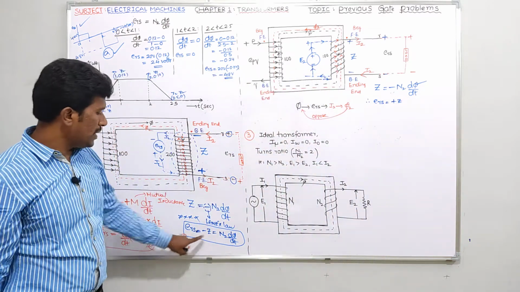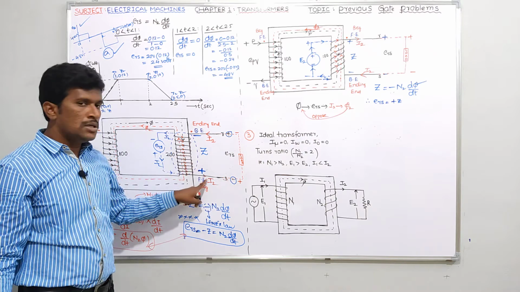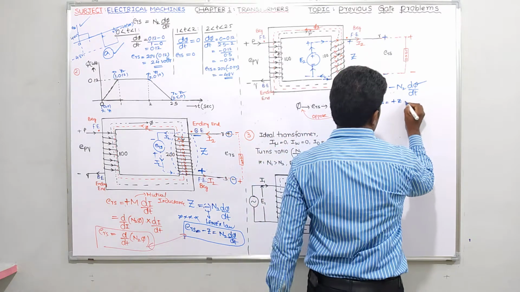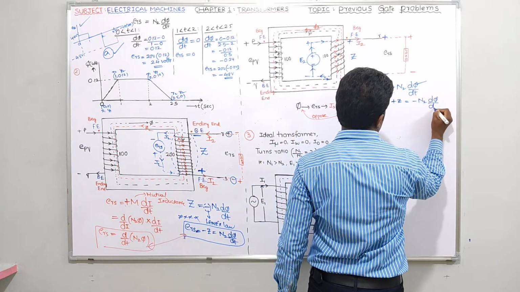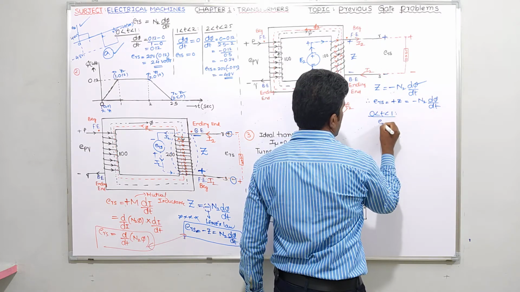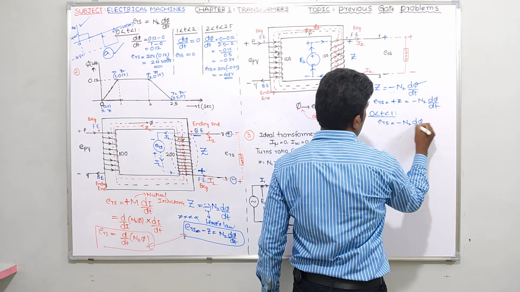Previously I wrote ERS equals minus Z. Why is it plus minus here, but minus plus there? Here it equals minus Z, but here ERS equals plus Z only, which is equal to the formula minus N2 d phi by dt. Now tell me the answer for 0 less than t less than 1. So the ERS value is the formula minus N2 d phi by dt.